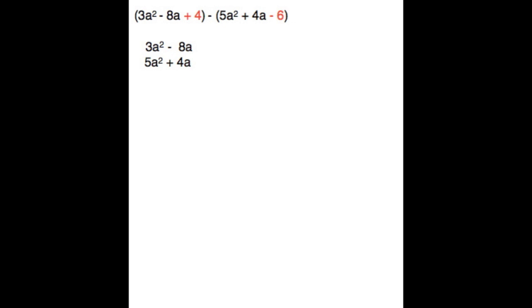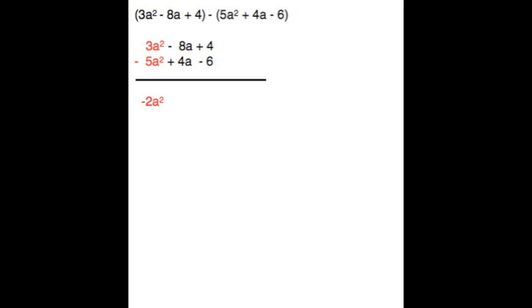Next, we move to our final term in the first polynomial, 4. This is like negative 6 in our second polynomial. So we move these two like terms below as well. Notice, when we line up the like terms below, we still have our first polynomial, and we are subtracting our second polynomial. It's just written differently.